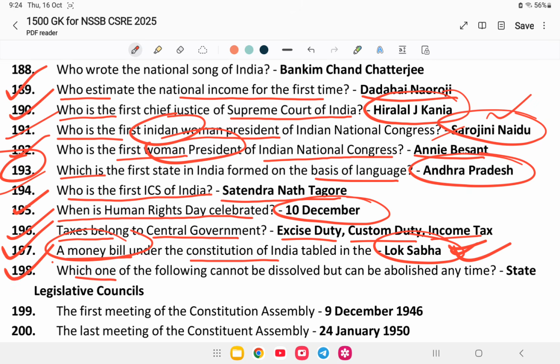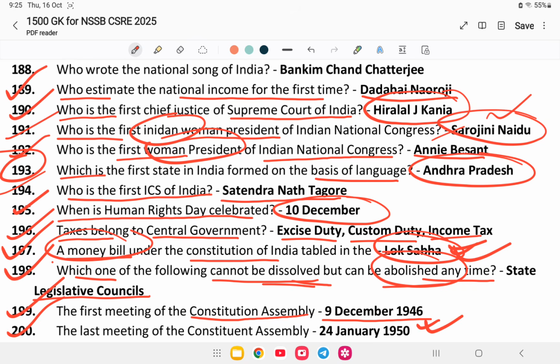198. Which one of the following cannot be dissolved but can be abolished at any time? So it will dissolve corner but abolish corner anytime. So state legislative council is but kushi gole to kuntu dissolve bhi korna par abolish bhi korna par gole to Rajya Sabha hai. Question number 199. The first meeting of the Constituent Assembly to 9th of December 1946 is and last meeting to on 24th of January 1950.